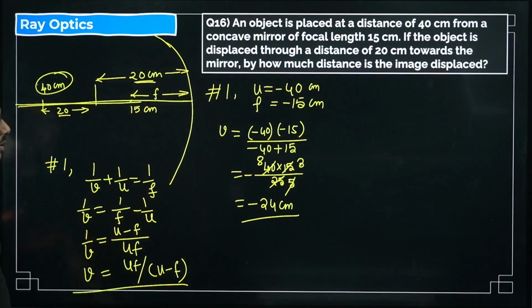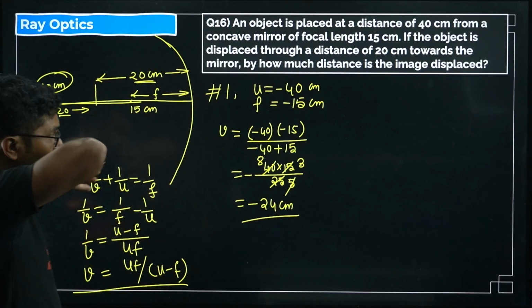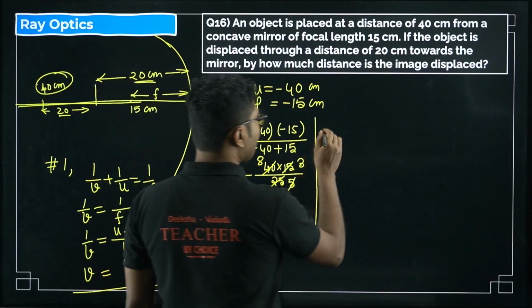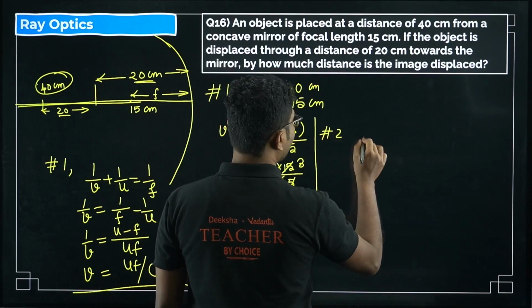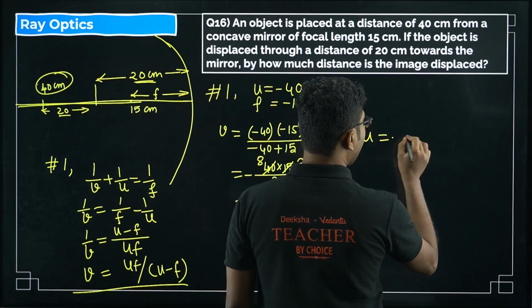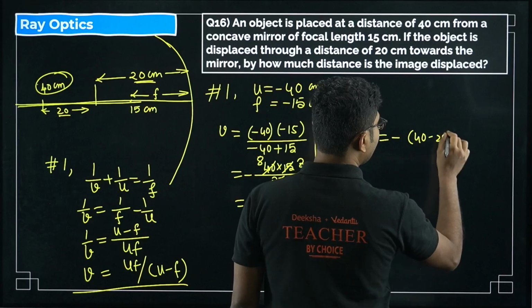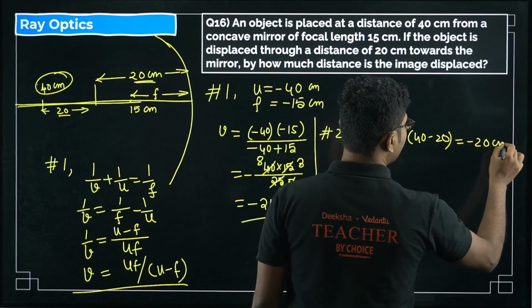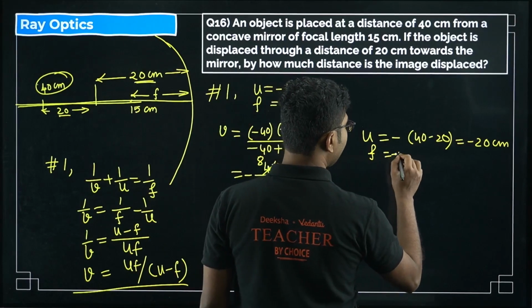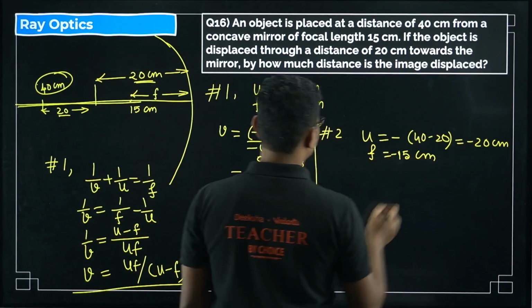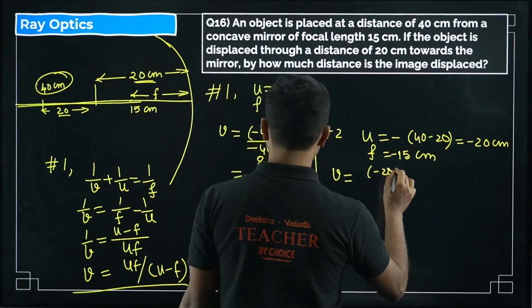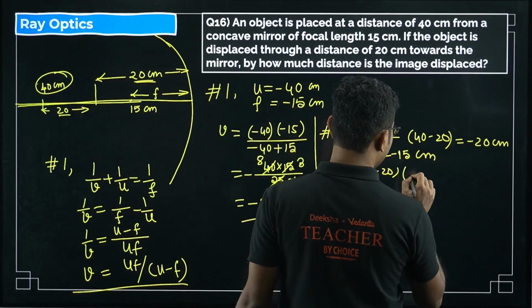Now a concave mirror produces real images. That is why the image distance turns out to be negative. In case number 2, the new object distance is basically, you have displaced it towards the mirror, so minus 40 plus 20, that is minus 20 centimeter. This is the new object distance. Focal length is the same, minus 15 centimeter. You have to find the image distance V. We are using the same formula that we have derived here.